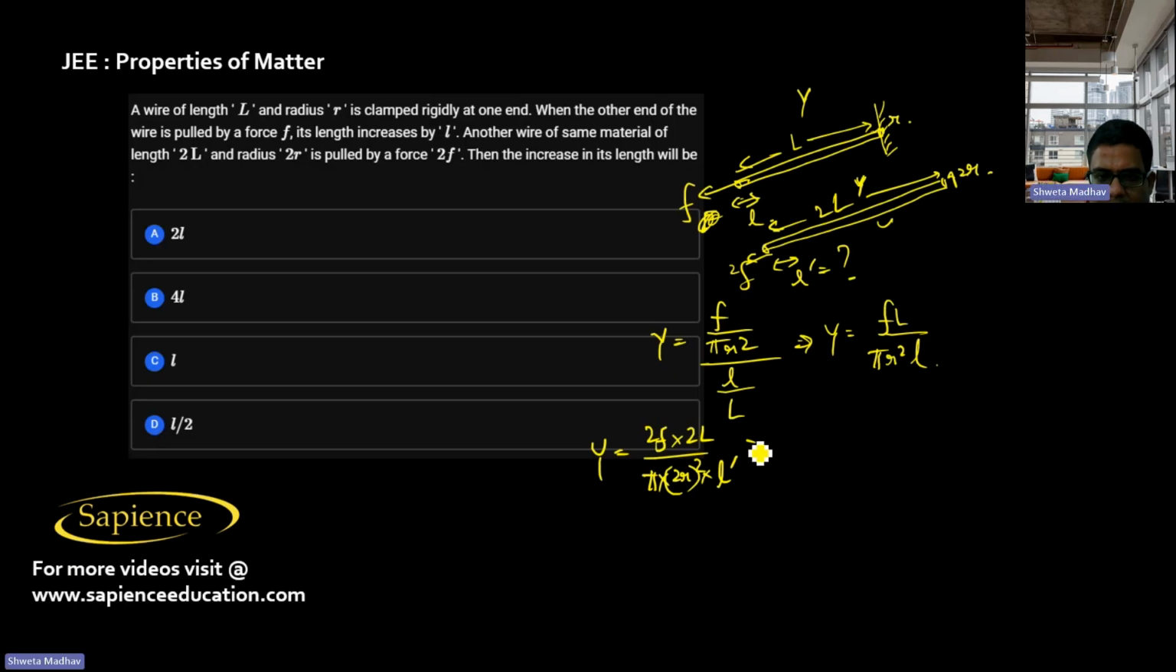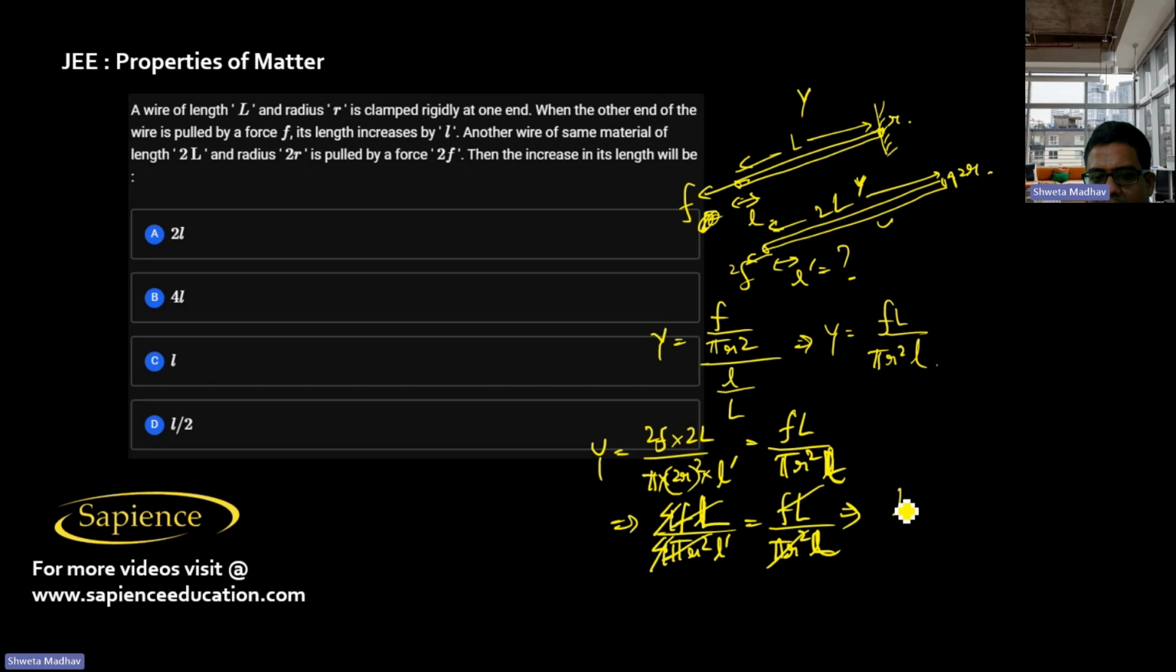And that should also be equal to this Young's modulus, which is FL by pi r square l. So now here we can see this will be 4FL by pi r square into L dash, that is equal to FL by pi r square into l. So 4 will cancel, and FL will cancel, pi r square will cancel. So from here we can see that l will be equal to L dash. So the same increase in length we will have. So the answer is option C.